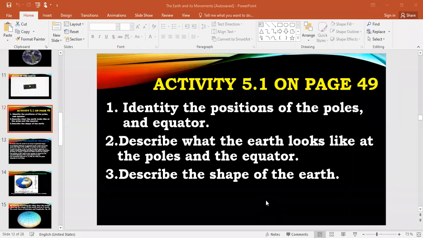Teacher, for number 1, the poles are found at the top and at the bottom of the earth, and then the equator is found in the middle or around the earth. Okay, can you repeat, please? The poles are found at the top and at the bottom of the earth, and then the equator is found in the middle around the earth.